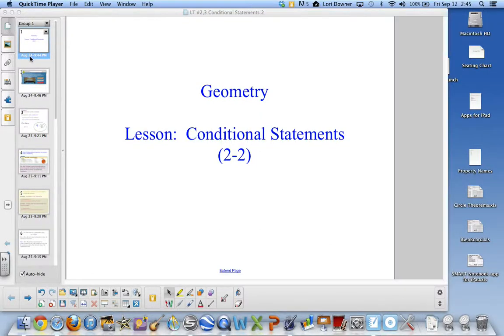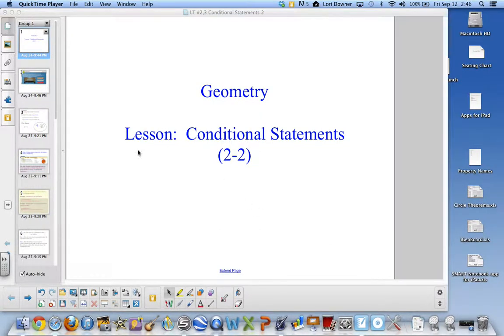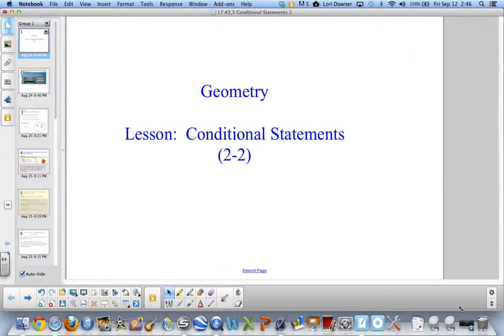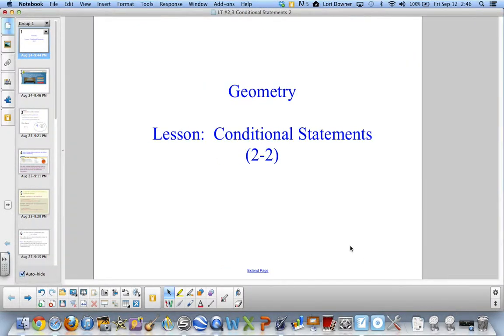This movie is for geometry conditional statements. This is Unit 2, Learning Target 2 and 3.